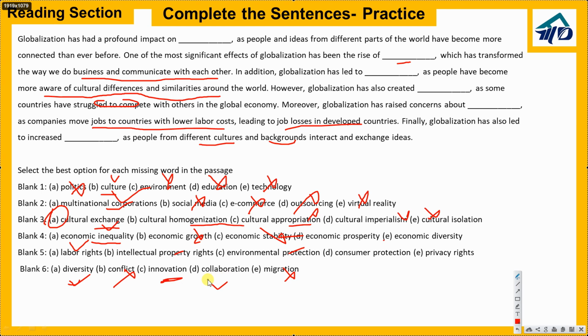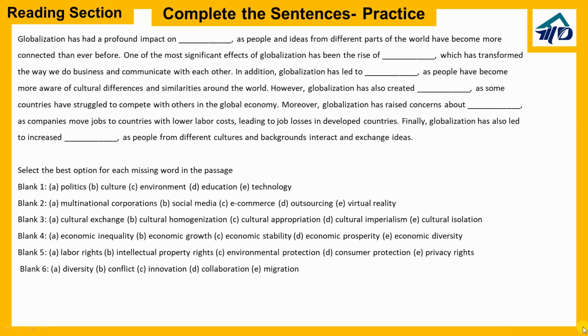Because the sentence doesn't exclusively talk about collaboration, like people collaborate with each other. It's simply saying there is diversity as people from different countries talk with each other. It doesn't mean that they collaborate and work together. So I'll go with diversity. So what do you understand? Meaning of the word, theme, then sentences in mind. That's all. This is the way to answer fill in the blanks.